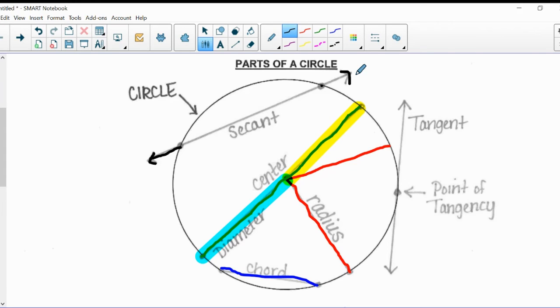Think of, if you watched magicians years ago, they would stick a pencil or something through a balloon and it would come out the other side and not pop the balloon. So a secant is kind of like that. It goes through the whole circle and keeps on going.